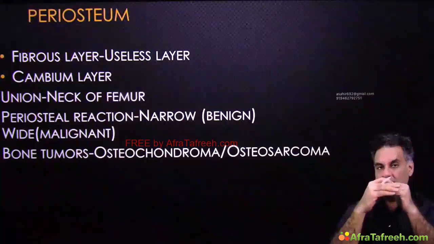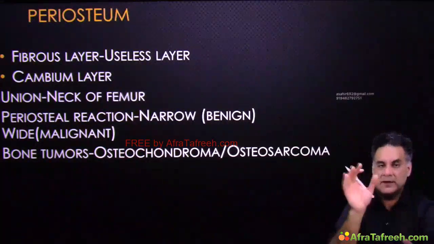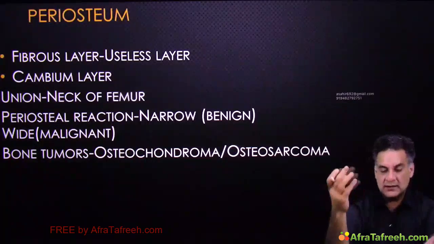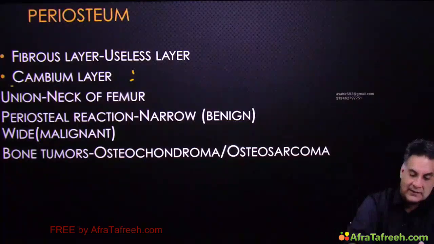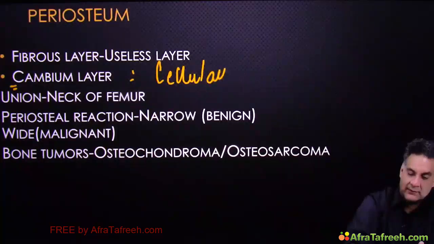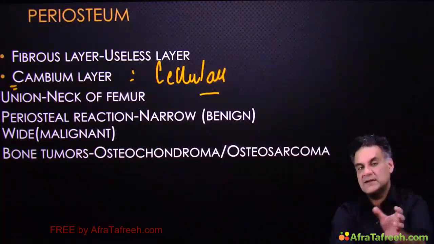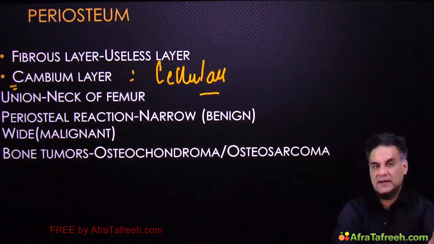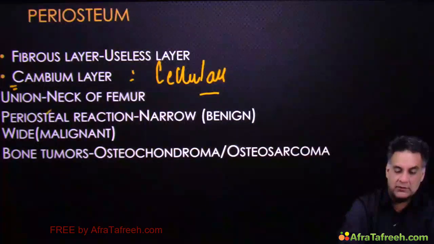Every bone has a covering called the periosteum. The periosteum has a fibrous layer which only holds it. But the functional layer, the cellular layer, is the cambium layer. C for cambium, C for cellular. Whenever a bone fractures, the cellular layer produces cells and nutrients for it to unite. If this layer is weak, then the bone will not unite.